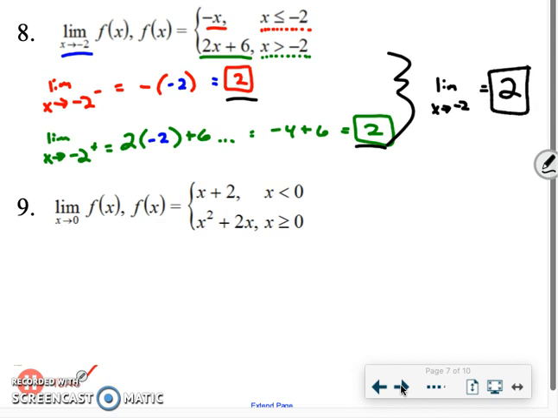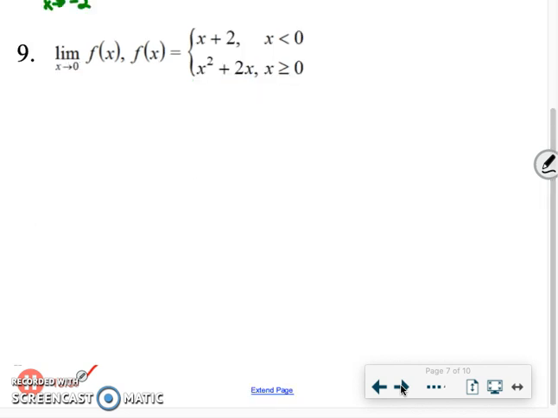Again, had they been different from one another, had the top been equal to 2 and the bottom been equal to 5, then no problem, but the limit does not exist. So doing the exact same thing here at number 9, we're finding the limit as x approaches 0. So when x is less than 0, we're going to use the function x plus 2. When x is greater than or equal to 0, we're going to use the function x squared plus 2x.